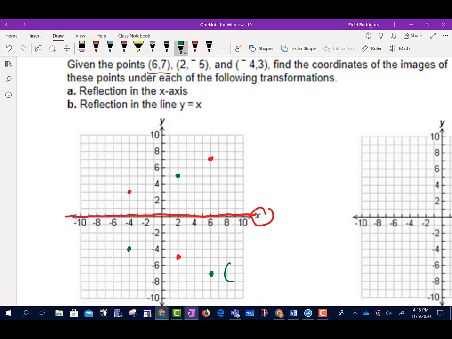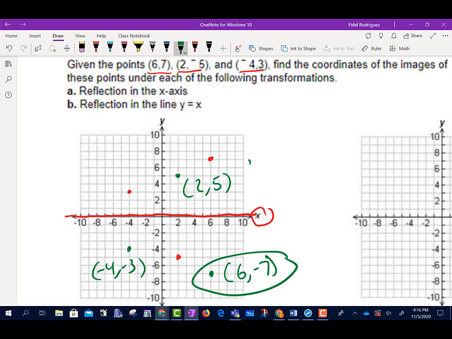So now we're going to say, well, look, the coordinates for this point are going to be 6, negative 7. The coordinates for this point are now going to be 2 and 5. And the coordinates for this point are now going to be negative 4 and negative 3. So what I want you to notice, let's come back here. Let's look at each of the coordinates that we used to have, and now let's look at the coordinates of the points that we came up with.